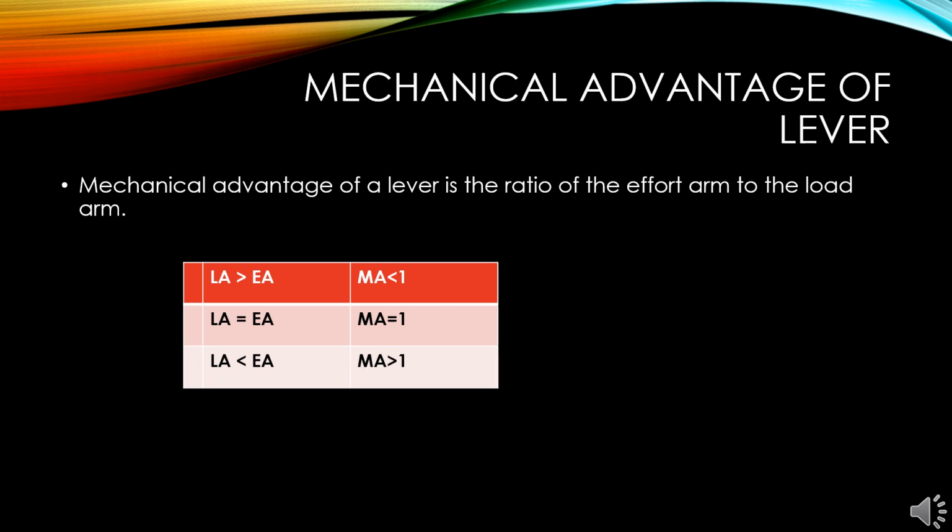Now, referring to the table, as all of you can see, if load arm is greater than effort arm, then mechanical advantage will be less than 1. If load arm and effort arm are equal, it is seen that mechanical advantage is equal to 1. But if load arm is smaller than effort arm, then mechanical advantage value becomes greater than 1. Therefore, the mechanical advantage of lever can be equal to 1, can be greater than 1, or can be less than 1 depending upon the values of effort arm and load arm.